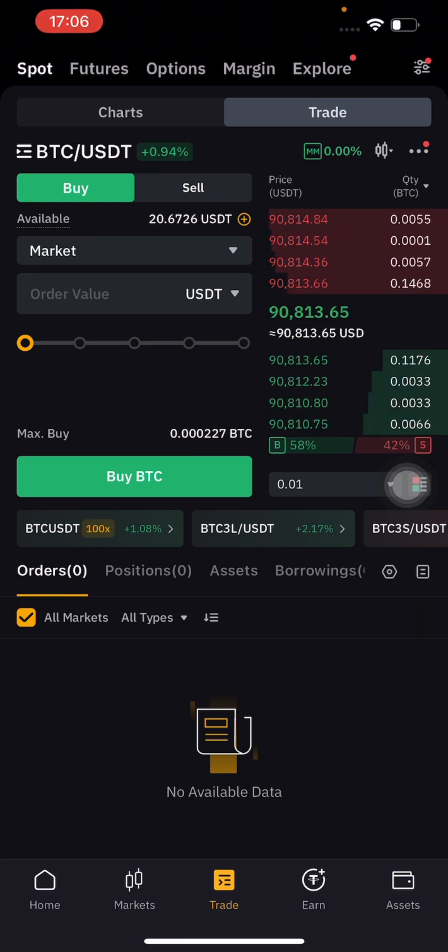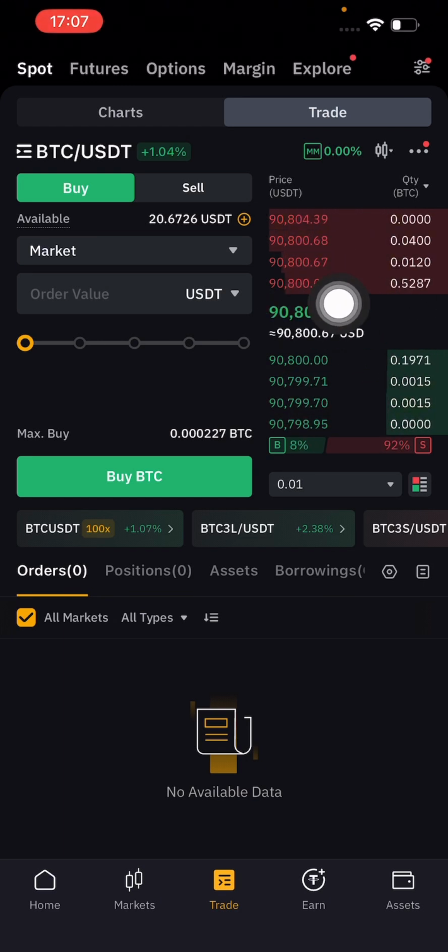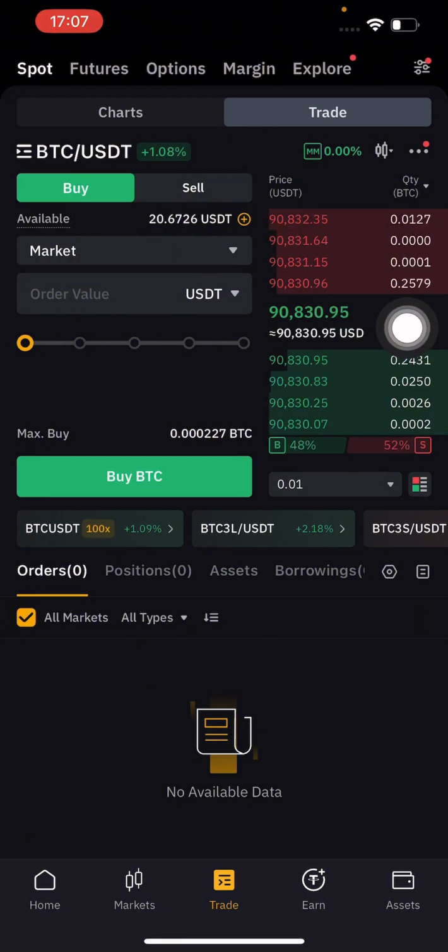Now with market order, because if you remember, I said with limit order, you put a price, and when it falls down to that particular price, you now buy. With limit order, you are able to choose the price that you intend to buy at. But with the market order, you're going to purchase with the current price, which is the 90,817. Once your order is a market order, that's the price that you're going to purchase with, instantly, immediately.